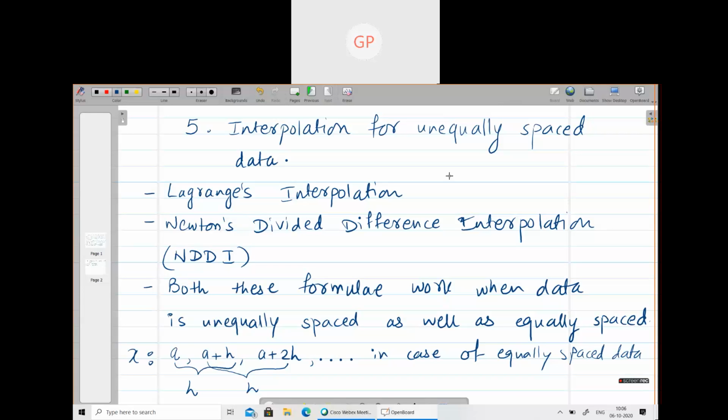Okay, but here, as we are going to consider unequally spaced data, the two consecutive x values need not have a difference of h. The difference need not be constant, and that's why there will be no h in the formula. Do you understand this?